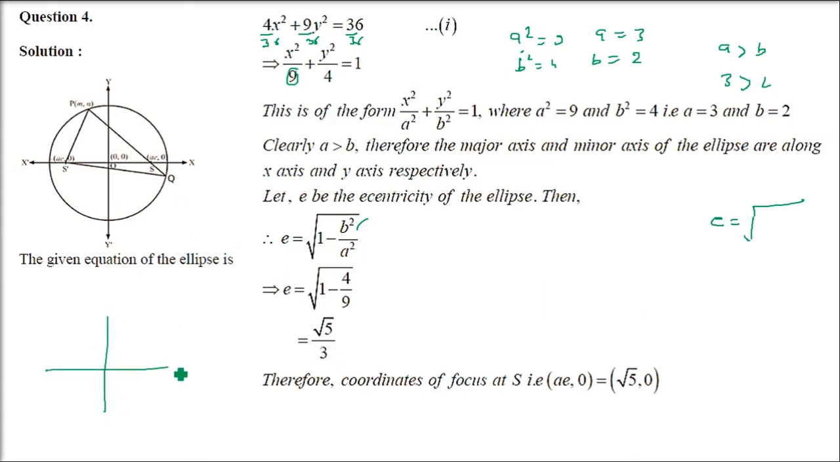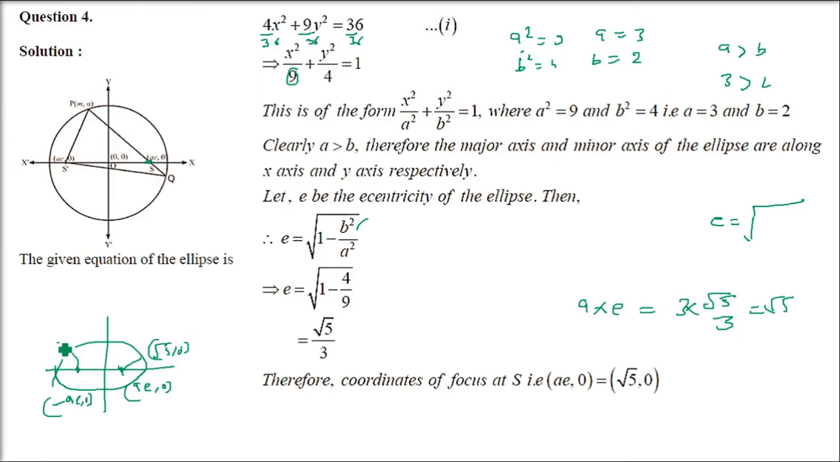For any horizontal ellipse, the foci are (AE, 0) and (minus AE, 0). We know A is 3 and E is root 5 by 3. Multiply them: 3 into root 5 by 3 is root 5. So one focus is (root 5, 0), and the second focus is (minus root 5, 0). So these 2 points we got.